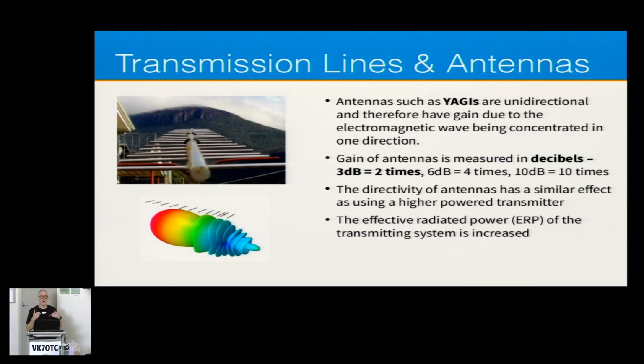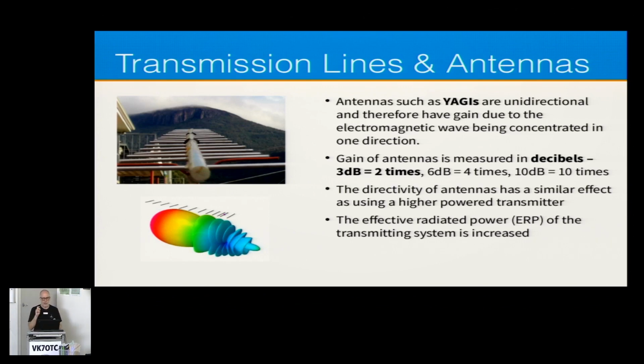Now, unidirectional enables us to introduce a concept called gain. So if you're directing all of the energy that you're putting into the antenna in one direction, there is this concept of that antenna having gain. So it's got a lot more radiating potential, if you like, in one direction. And this is where foundation licensees need to know the concept of decibels, but you don't need to know the mathematics behind it. We measure gain in this logarithmic scale called decibels.